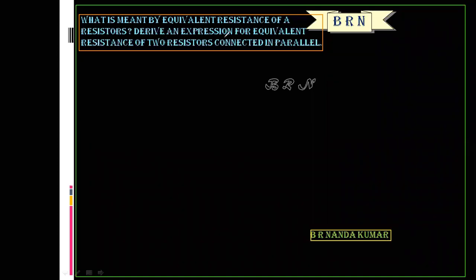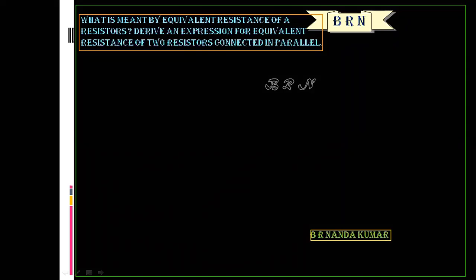Okay, the next very important 5-mark derivation. What is meant by equivalent resistance of resistors? Derive an expression for equivalent resistance of two resistors connected in parallel. The equivalent resistance means the resistance of a single resistor which produces the same effect as the combination.